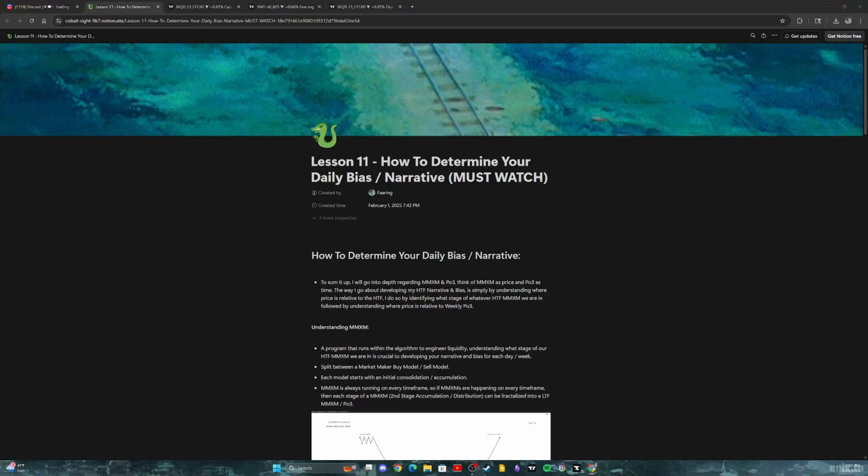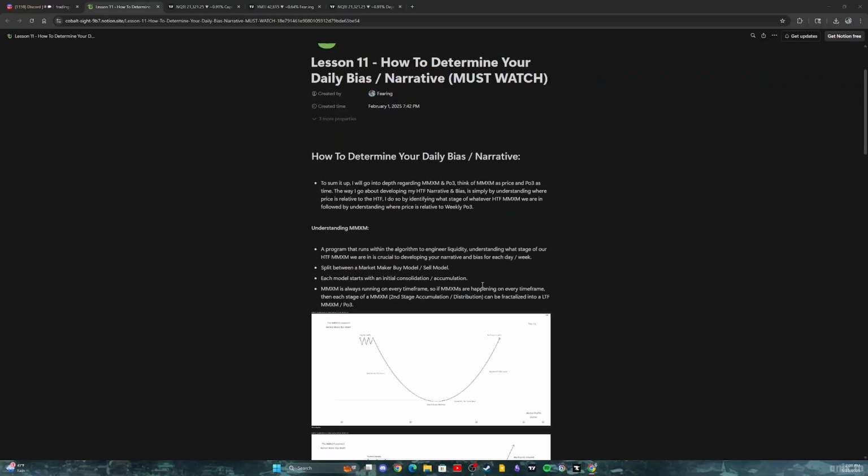So to sum everything up, I'll go into details regarding market maker models and Power 3. The biggest thing you need to understand is, when it comes to those two, think of market maker models as price and think of Power 3 as time. The way I develop my higher time frame narrative and bias is simply by understanding where price is relative to the higher time frame. I do so by identifying what stage of whatever higher time frame market maker model we're in, followed by understanding where price is relative to the weekly Power 3.